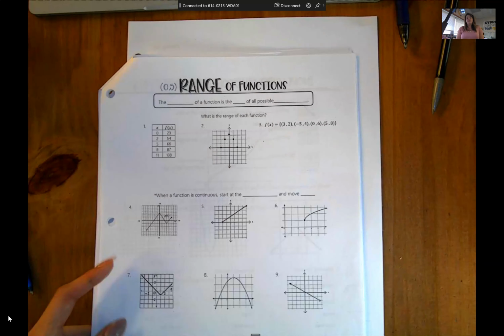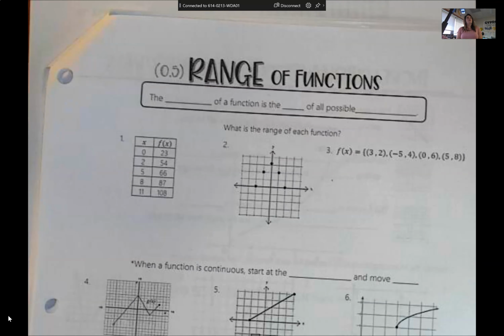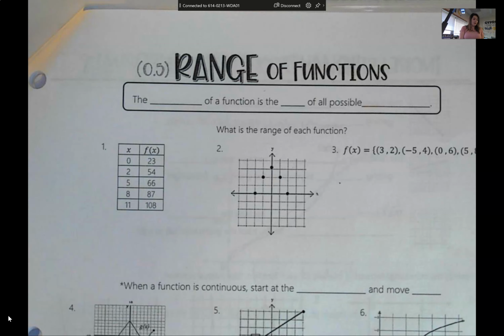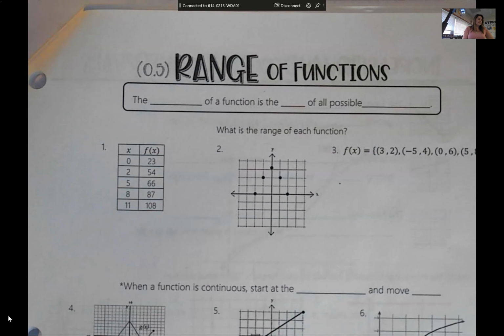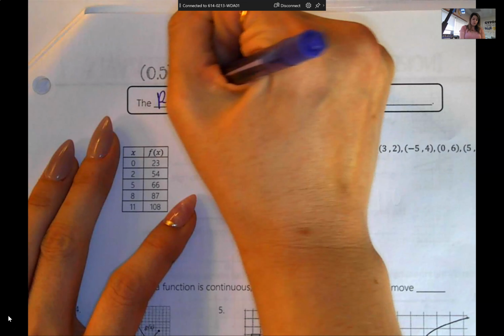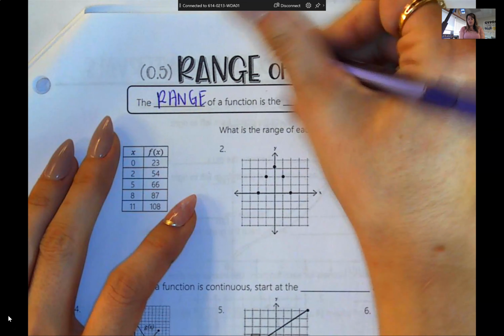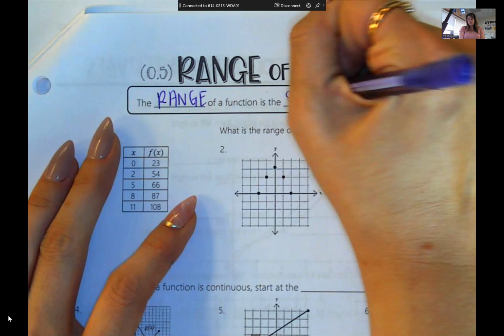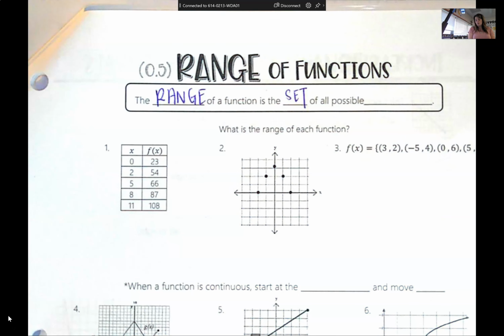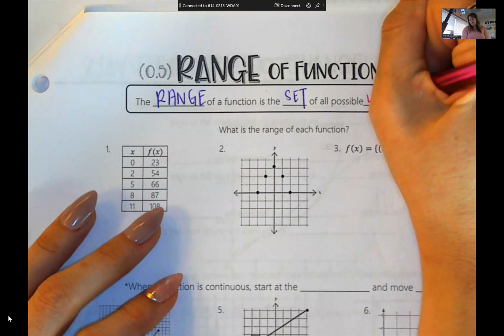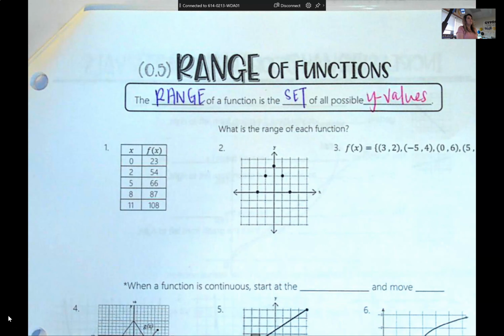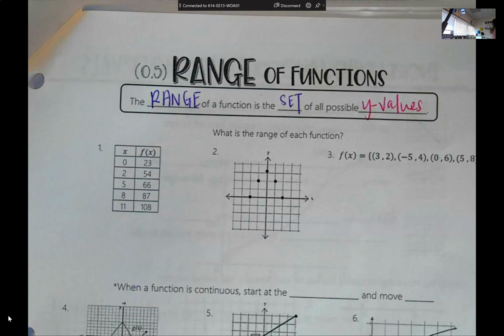We're going to talk about the range of functions, and it's going to sound very familiar. The range of a function is the set of all possible y values. That should sound familiar because we did a lesson recently on the domain, which was the set of all x values.